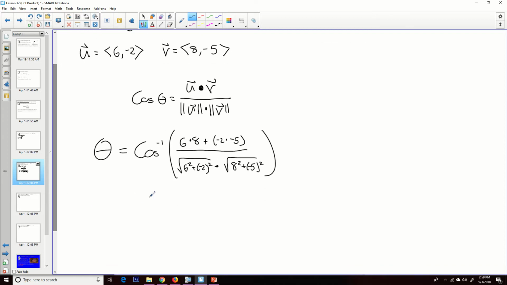So let's do a little calculation before we get to the arc cosine here. I got 6 times 8 is 48, and then negative 2 times negative 5 is 10, so I got 58 on the top. 36 and 4 will be the square root of 40, and then 64 and 25 is 89, so the square root of 89. None of that's going to be nice.